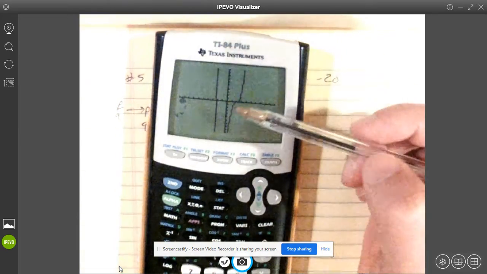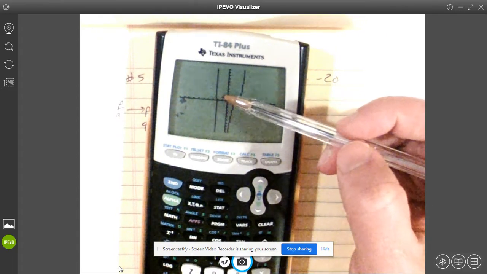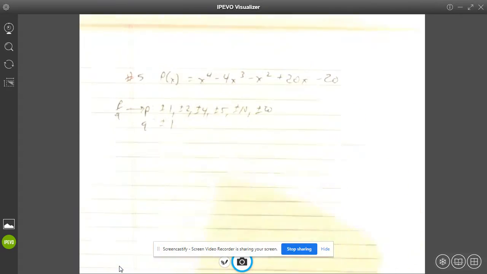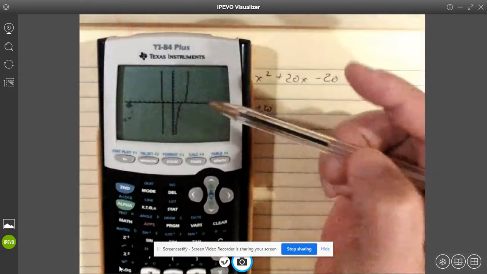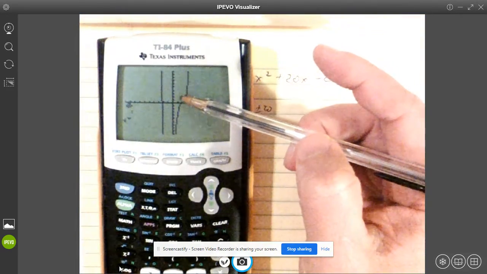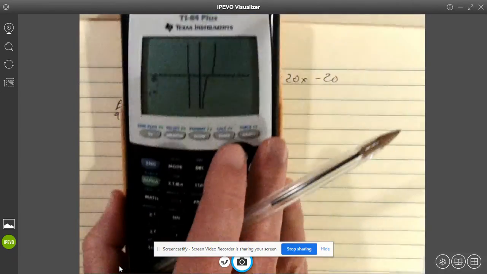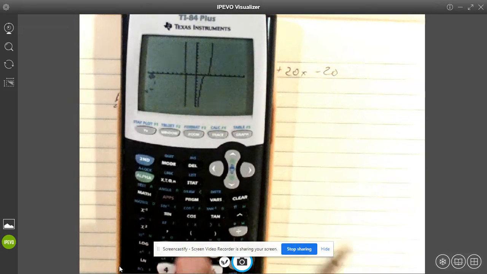Okay, so it looks like only a couple real zeros here. I've got that there, which might be negative 2, and that's in my list. And then I've got this here, which might be positive 2. And again, that's in my list. All right. So let's check. Well, first let's check that negative 2.